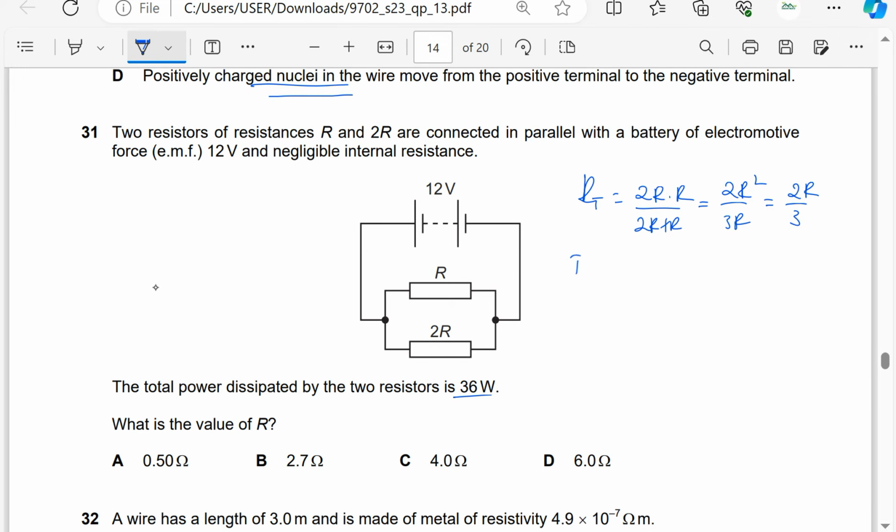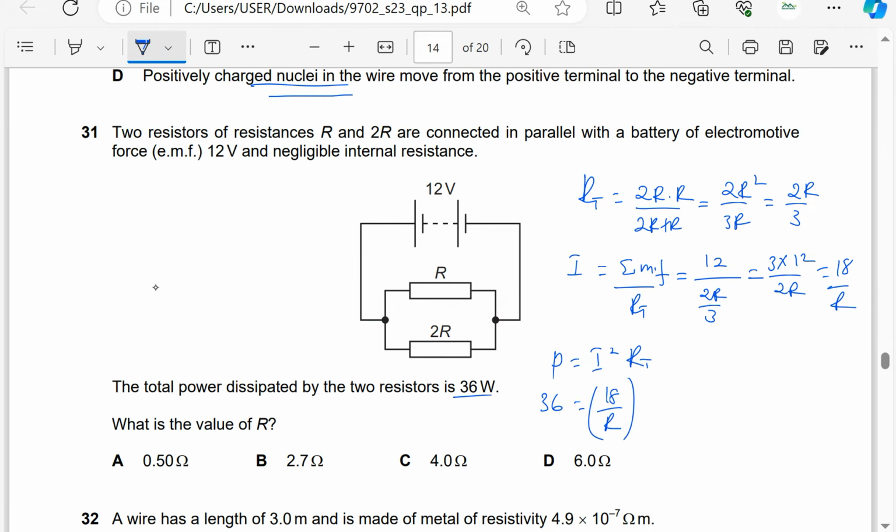That is total resistance. Total current is EMF over total resistance, which is 12 over total resistance, which is 2R divided by 3. The 3 goes up, so it becomes 3 times 12 divided by 2R, which is 18 divided by R, that is the current. So power is equal to I squared times the total resistance. So 36 is equal to 18 over R, squared, times total resistance, which is 2R over 3. So this is going to simplify.